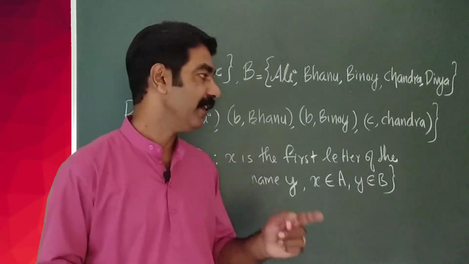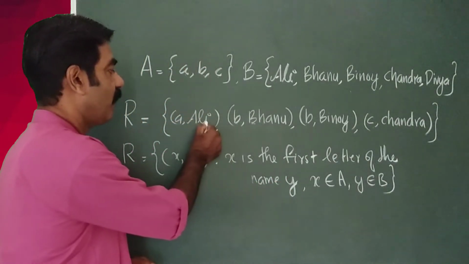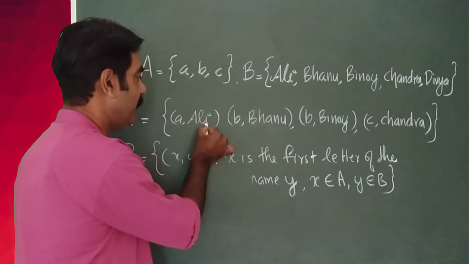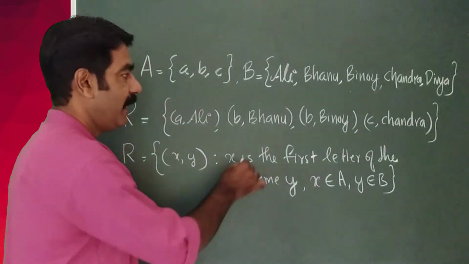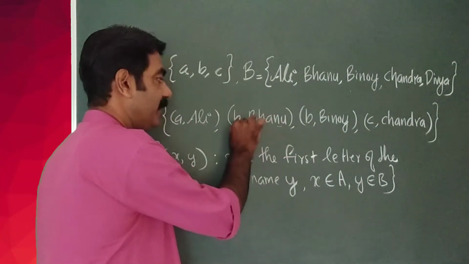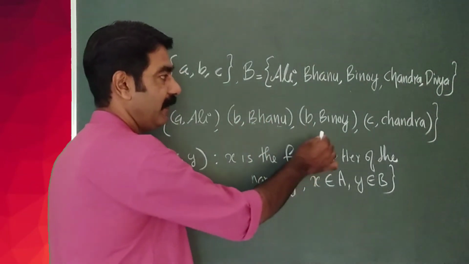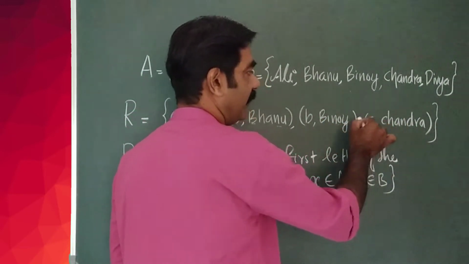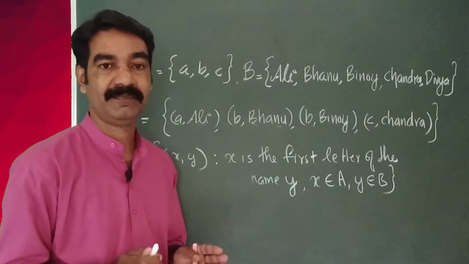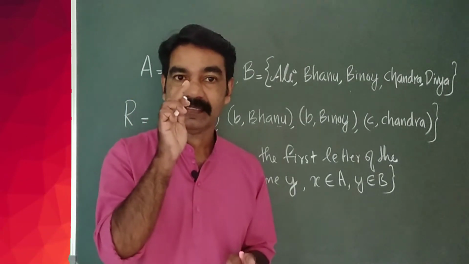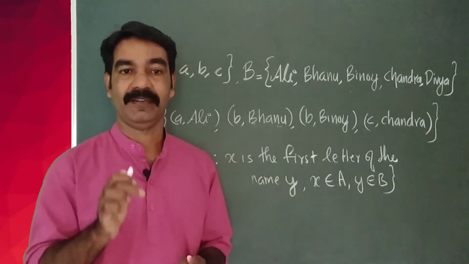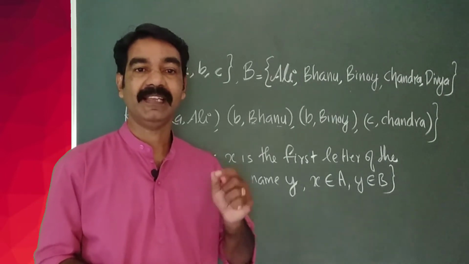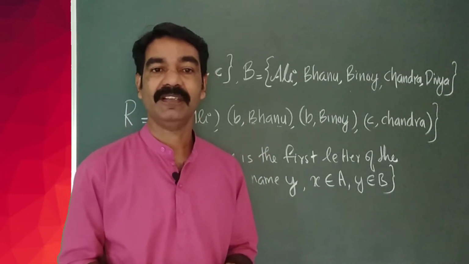Isn't it? And here the second element is called the image of the first element. See, here Ali is the image of A. See, Banu is what? Image of B. Here again, Binoy is what? Image of B. And Chandra is what? Image of C. So in a relation, the second element of the ordered pair, is called what? The image of the first element.